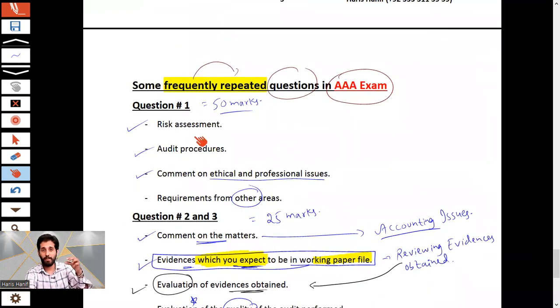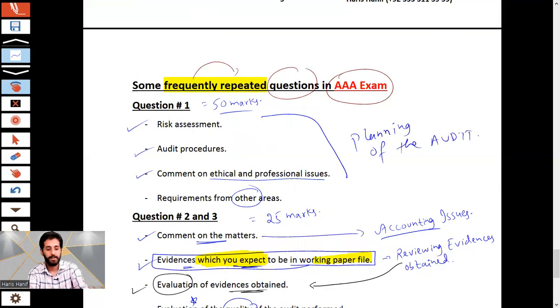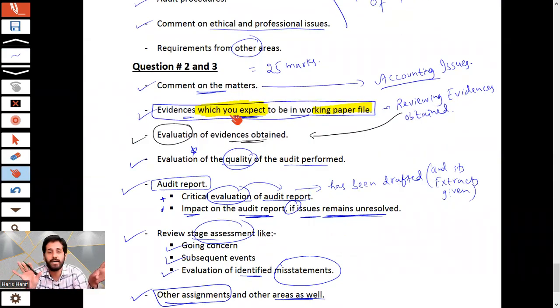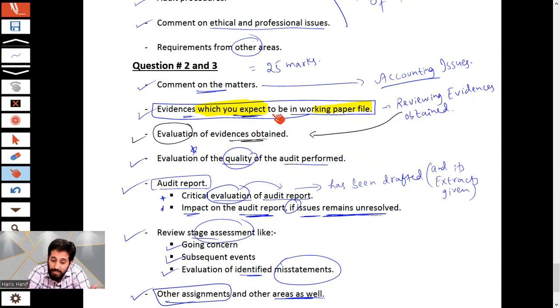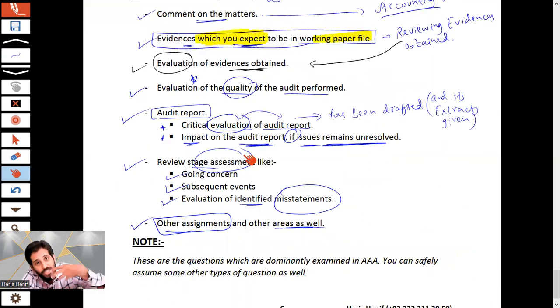Remember that in question number one, you are conducting the planning of the audit. Again, I am repeating, planning of the audit, that is the risk assessment and procedures to be applied along with some ethical issues. In question number two, the audit has been done. You have to evaluate the evidences, the evidence which you expect. Evaluate the quality of the audit performed. Evaluation of the audit report.